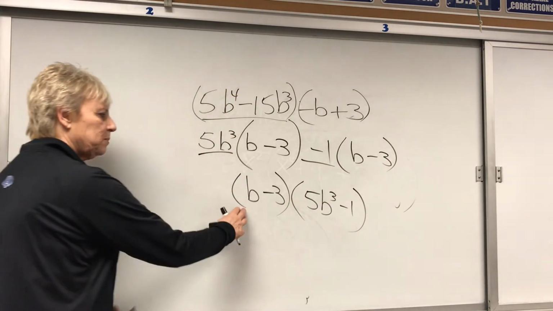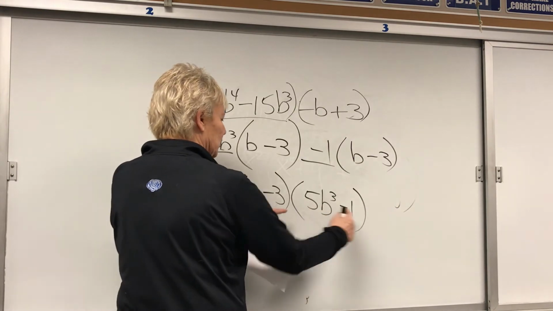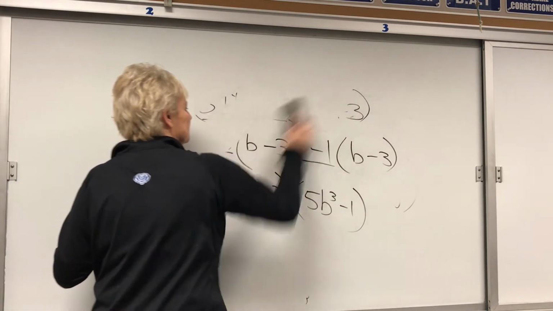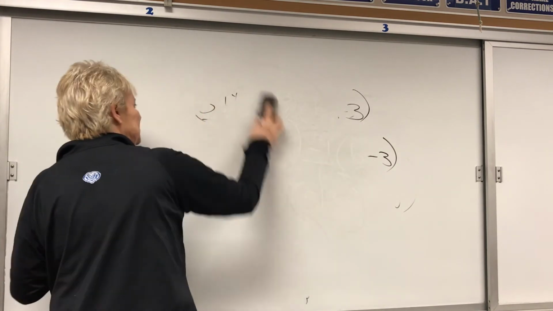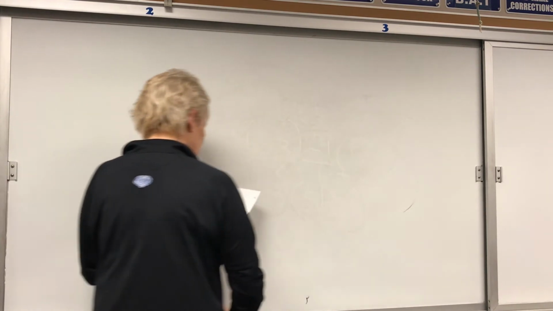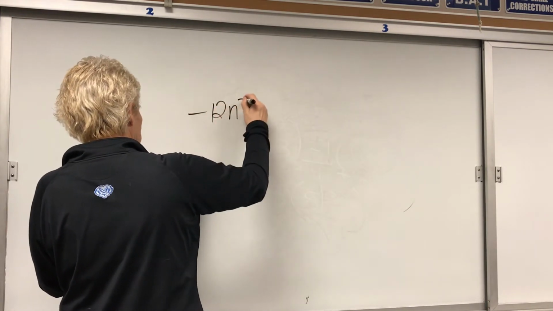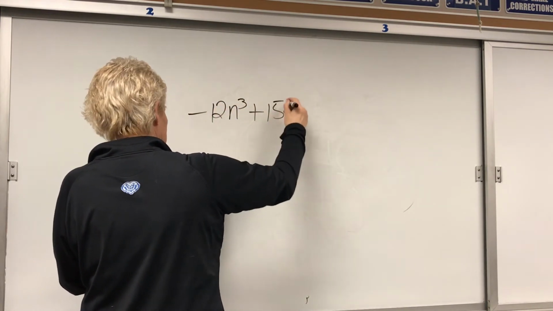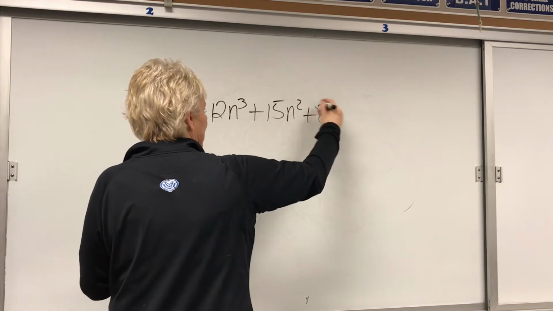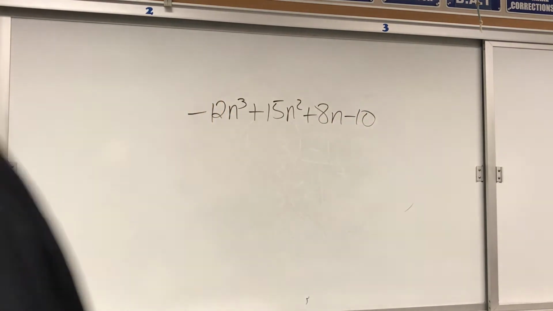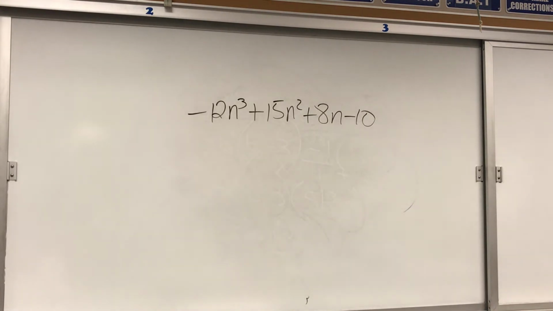Now, if you multiply first, outer, inner, last, you should get that back. At any time, you can tell your sub you want to try one. It's up to you. Okay, negative 12n cubed plus 15n squared plus 8n minus 10. I'm going to look at this camera and make sure my whole board's in.